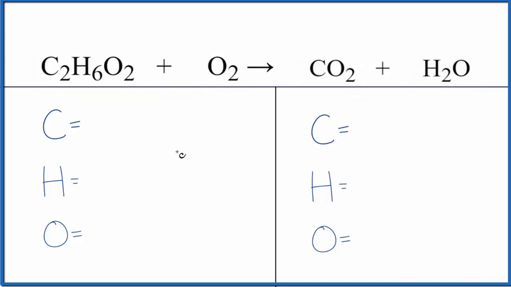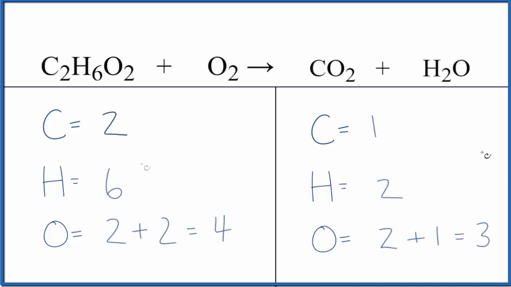Let's count the atoms up and balance the equation. So I've counted the atoms up here for this equation. Where people have problems is often they'll count these two, but forget about these two. 2 plus 2, that gives us 4. So we have 4 oxygens in the reactants. In the products, we have 2 here, and then the 1 with the water. 2 plus 1, that gives us 3. Make sure you count those up correctly.